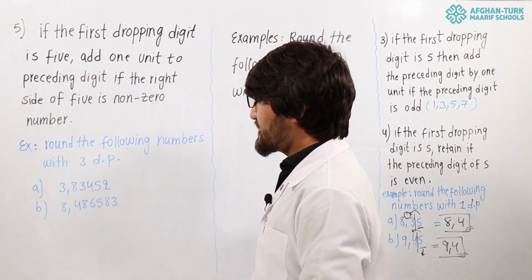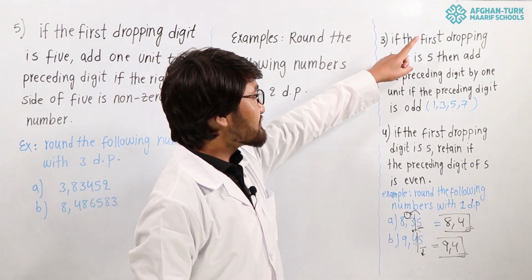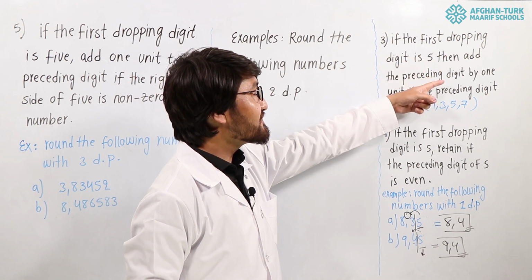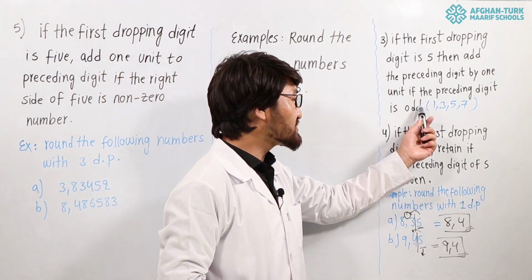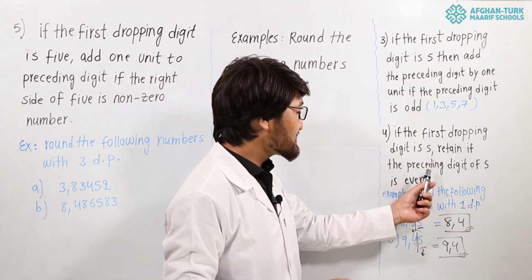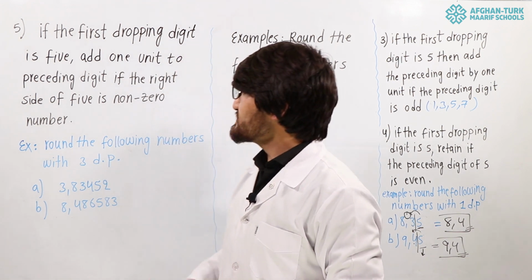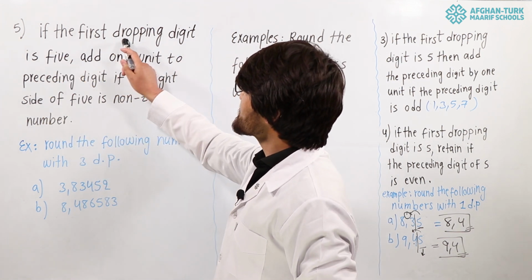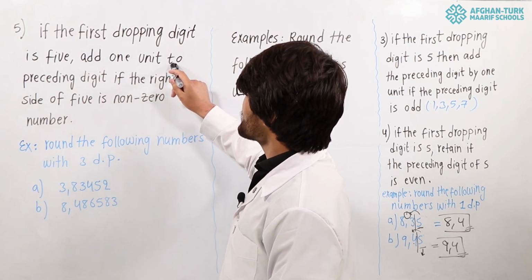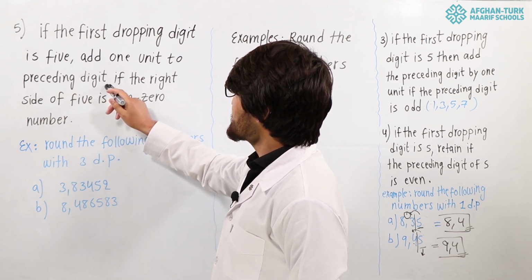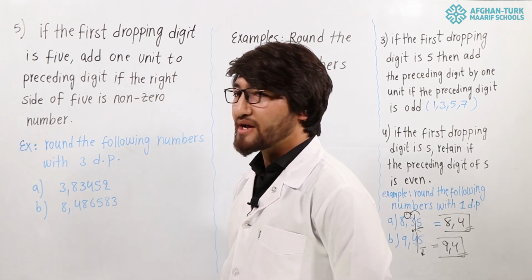Okay, guys, I told you rule number 3 and number 4. If the first dropping digit is 5, we look at the preceding digit. If the preceding digit is odd, we add 1. If the preceding digit is even, we do not bring changes. Now come to rule number 5. If the first dropping digit is 5, add 1 unit to the preceding digit if the right side of the 5 is a non-zero number.